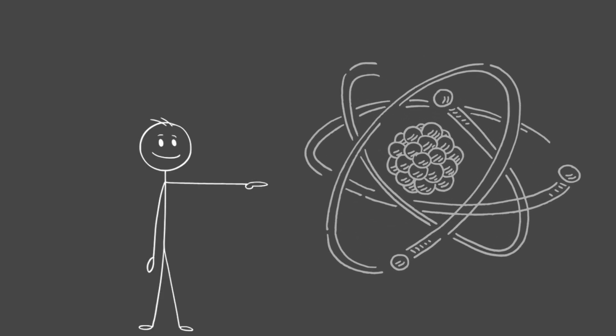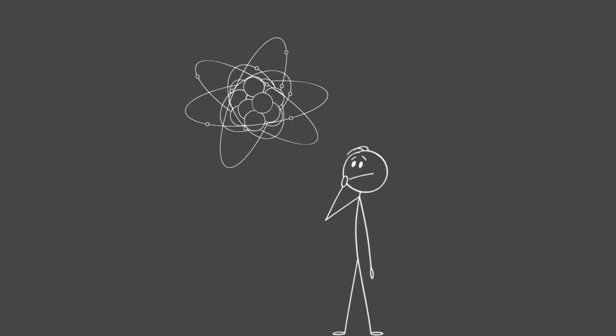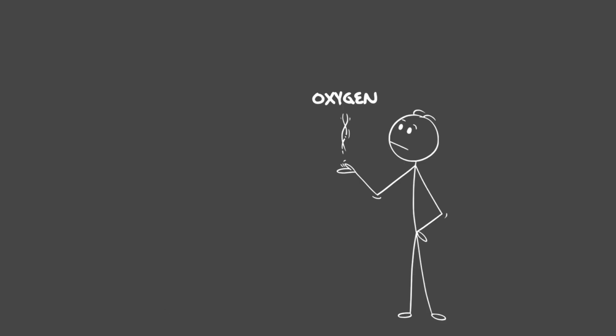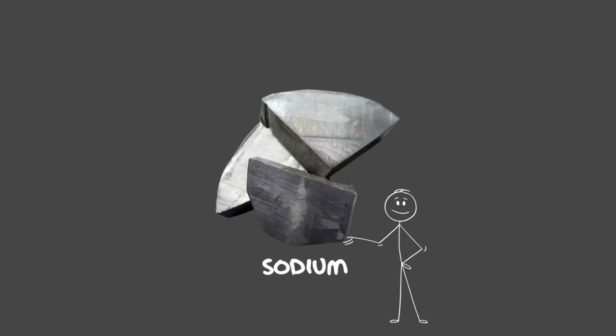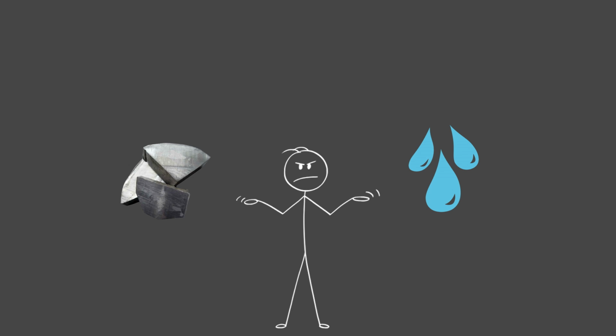The number of protons defines the element. Add or remove one, and you get something completely different. This is hydrogen. This is oxygen. Combine them and you get water. This is sodium. Now, I wonder what happens when sodium meets water. Oh, bad idea. Don't try this.